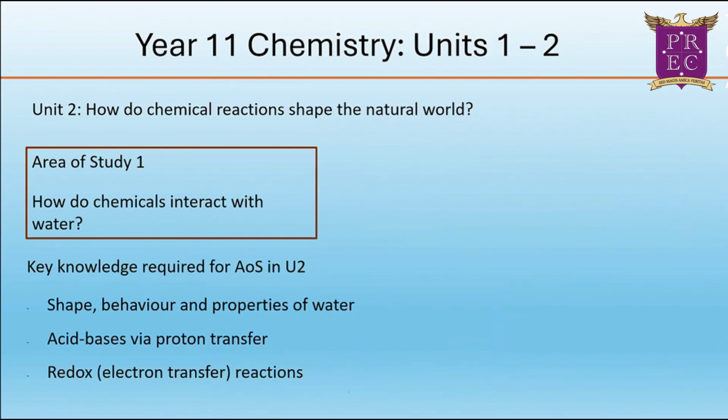The concepts and topics studied as part of Area of Study 1, Unit 2, are going to be the shape and behavior of water, acids and bases. This is using the lens of proton transfer, which is not the only lens to use for acids and bases, but it is going to be the main way that we analyze the behavior of acids and bases, followed by redox and electron chemistry, which is the counterpart to acids and bases, which uses electrons.